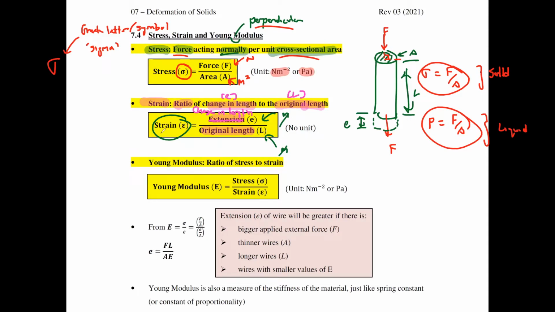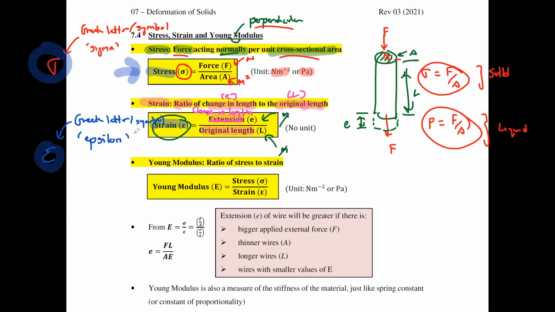Now this symbol here that you see is epsilon. It looks like a three that has been reflected or flipped over. Again, this is a Greek letter, called epsilon. Normally this symbol epsilon is used to denote strain, and the symbol sigma is used to denote stress. So these are two quantities that you need to know. Stress is more for forces acting over an area, and strain is more for changes in length over the original length.